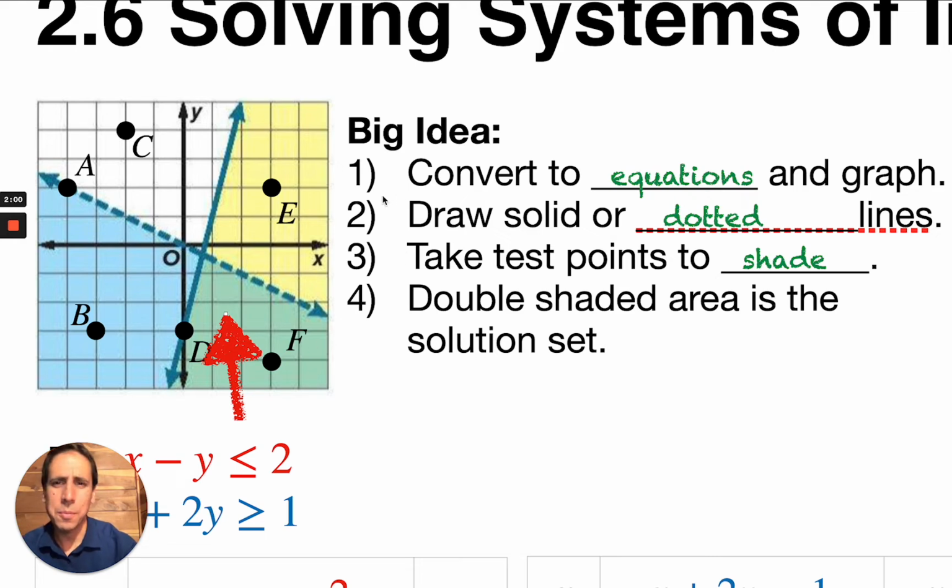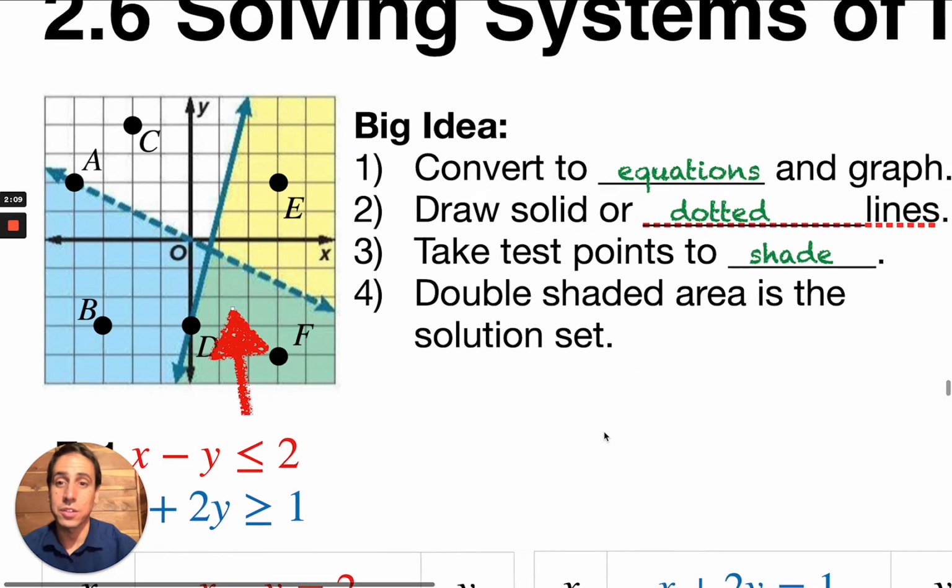That's new. Steps 1, 2, and 3 are technically not new. We did them in chapter 1. But now, if we do it twice in the same graph, the double shaded area is the solution set. Let me show you what I mean.